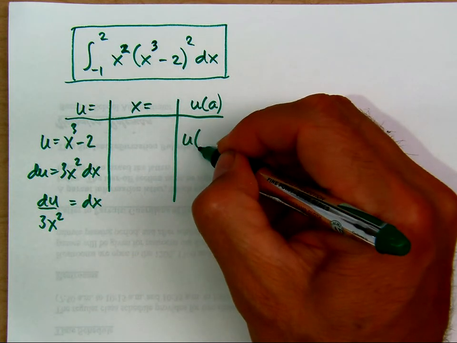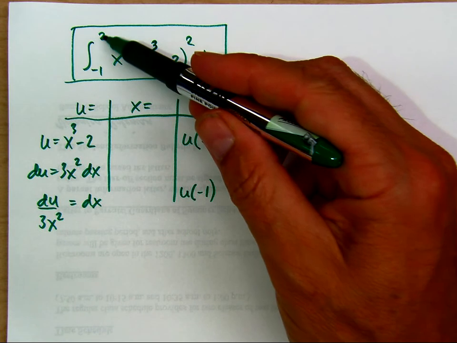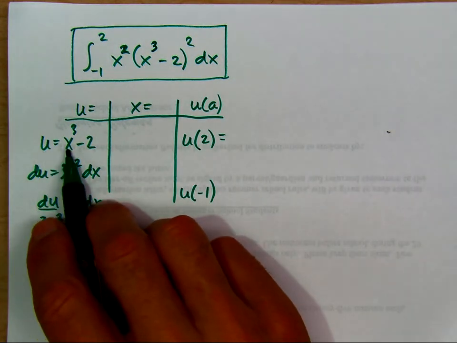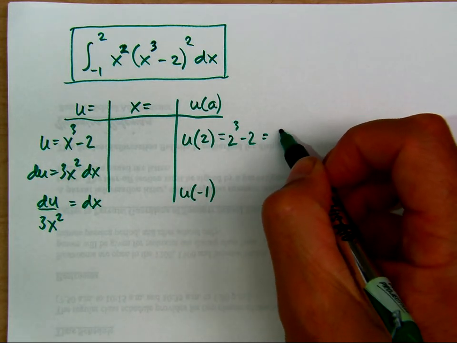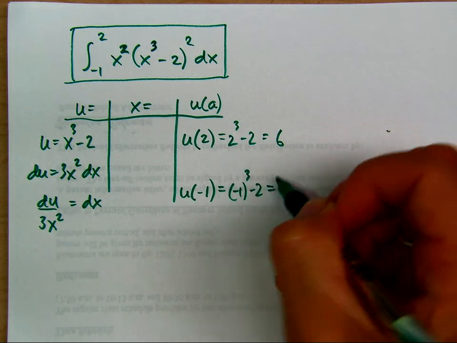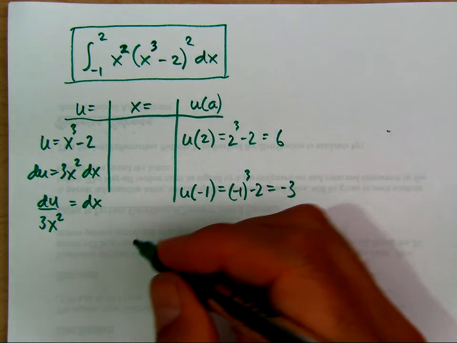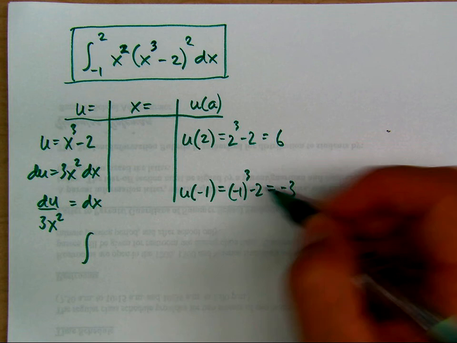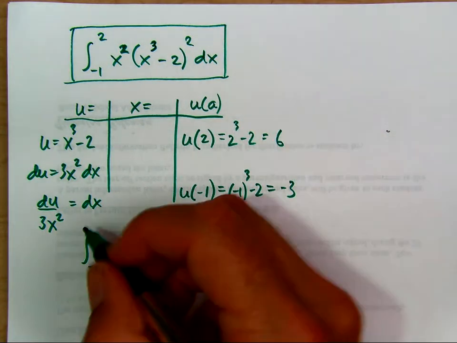U evaluated at 2 and u evaluated at -1. We have x values and we want u values. So u evaluated at 2, we'll have 2 cubed minus 2, 8 minus 2, 6. Here we have -1 cubed minus 2. That's -1 minus 2 is -3. So substitute, and instead of an x value of -1, we want a u value of -3. Instead of an x value of 2, we want a u value of 6.